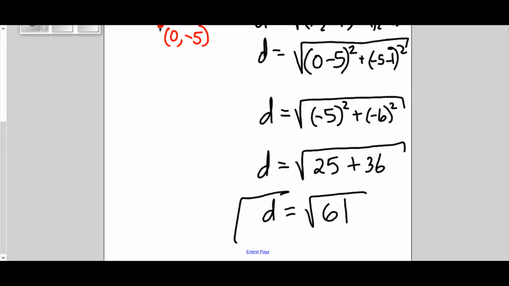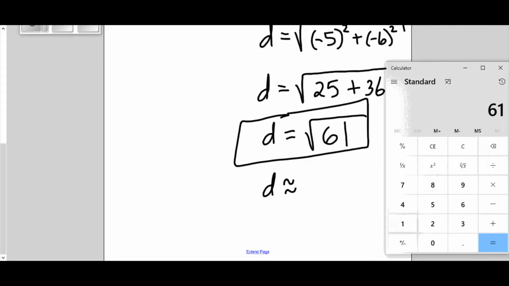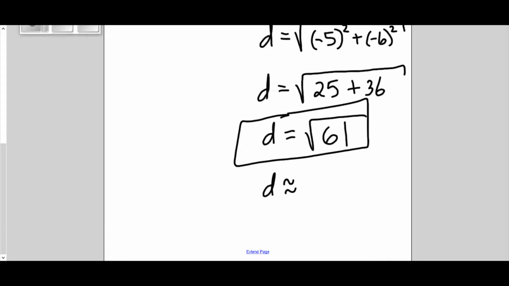And this would be the exact answer. If they asked for an approximation, you could just plug it into the calculator. You would go to your calculator, type 61, and click square root, and it'll give you about 7.8. So if they want it exact, then this first one is fine. If they ask for an approximation, the second one is fine.